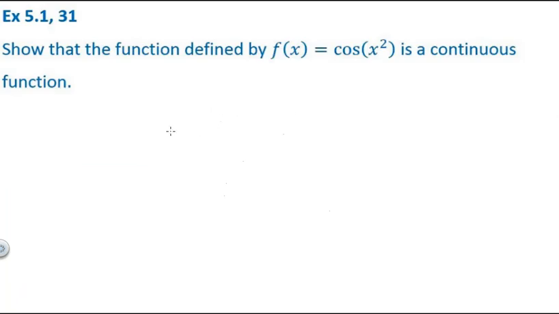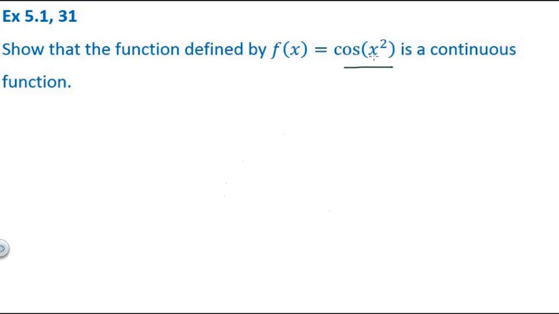Let us discuss the next question, which is question number 31, in which they are saying, show that the function defined by f of x equals cos of x square is a continuous function. Let me tell you one thing. If f is a function and g is also a function, both continuous, then their composition g of f is always continuous. So let us apply this to our question.